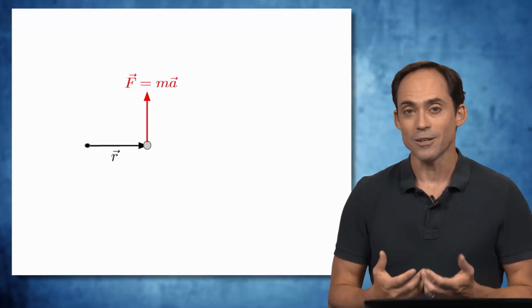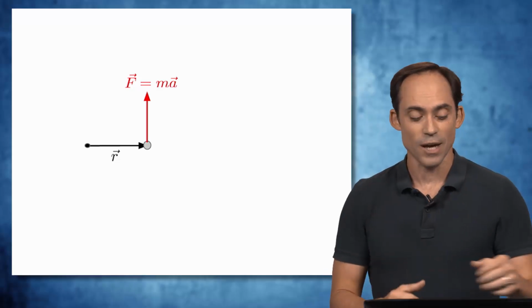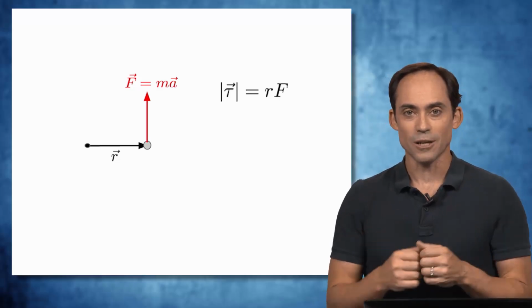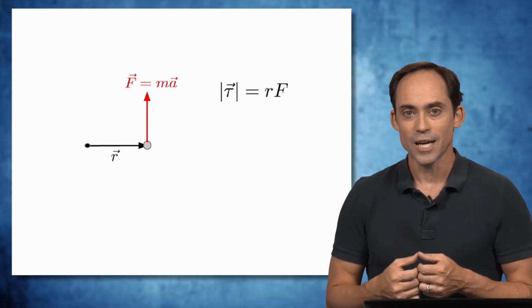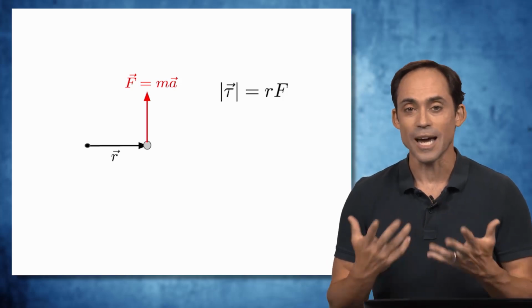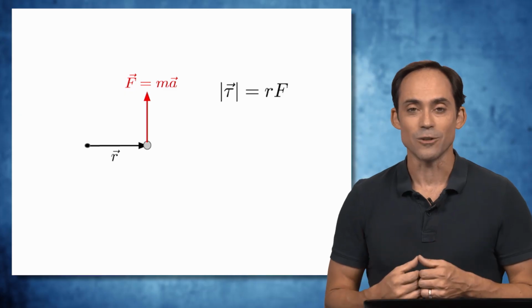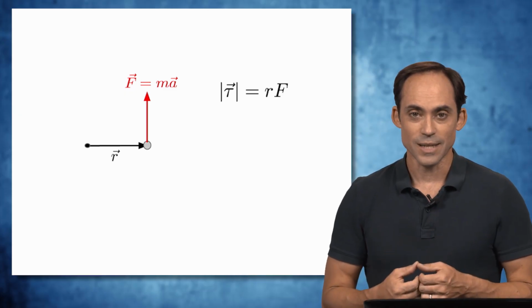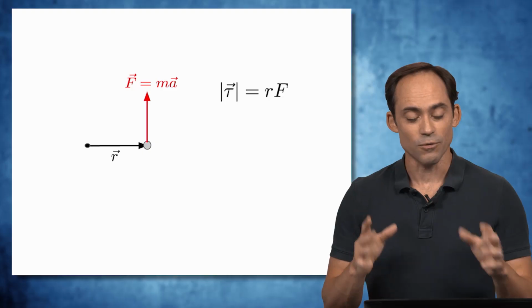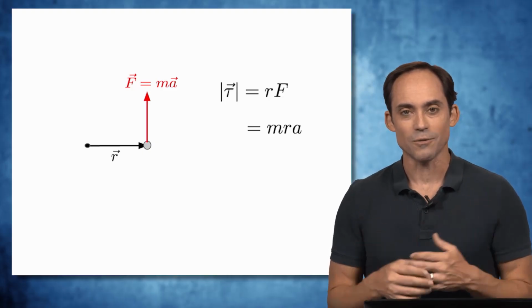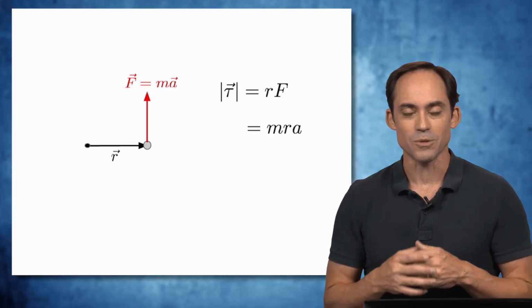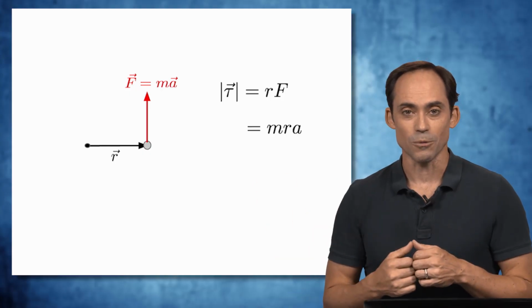If we just look at the magnitude, the absolute value of that vector, since this is a perpendicular force to the position vector, it's just going to be r times F. The sine theta term is sine of 90 degrees, and so that's just 1. Now, remember from Newton's second law that force is mass times acceleration, so that gives rise to the torque being mass times the position offset times the acceleration.